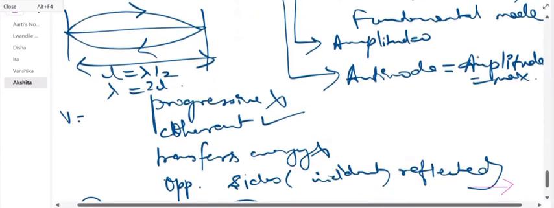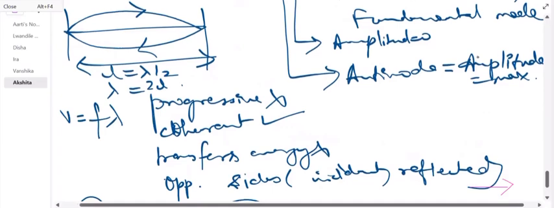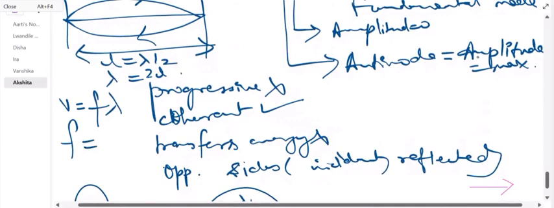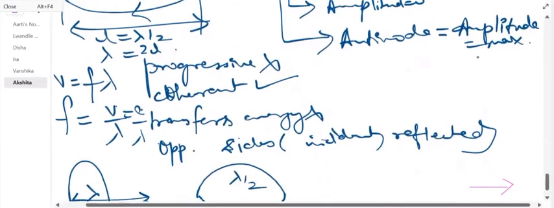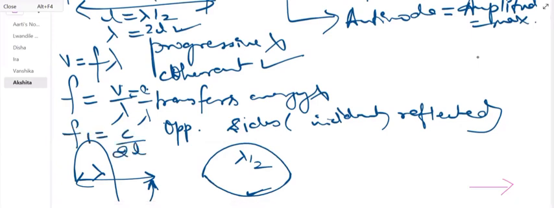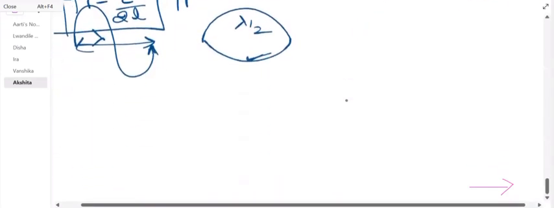Okay. We have the formula V equals F lambda. Correct? Yes, ma'am. Okay. So here my F will be V over lambda or C over lambda. If you have light wave, if you have sound wave, it will be V over lambda. Correct? Yes, ma'am. Okay. So lambda is 2L. So my first harmonic will be C over 2L. Correct or not? Yes, ma'am. Lambda has the value 2L, so I have placed the value over here. 2L. Yes, ma'am. Any doubts? No, ma'am.